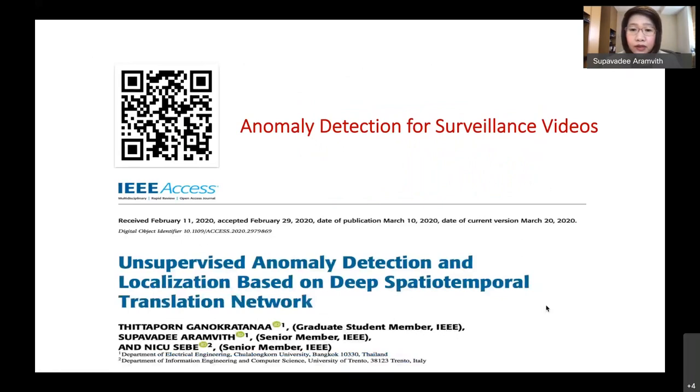So the work that I give a talk on today was just published in IEEE Access. It is an unsupervised anomaly detection and localization based on a deep spatial temporal translation network, and it was published on March 10 this year. This is a very popular and challenging topic that everyone is interested in right now.